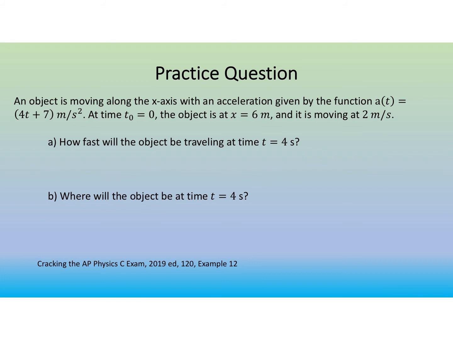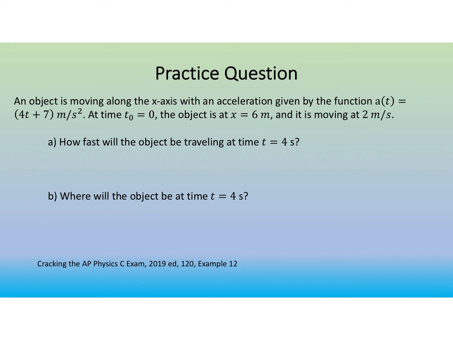So here's another one for you to try out. Now we have an acceleration function, 4t plus 7 meters per second squared. And then we're moving just along the x-axis. So we're moving in a straight line. But at time 0, we have an initial position of 6. And at time 0, it's moving at 2 meters per second. So we have some initial conditions that we can use.